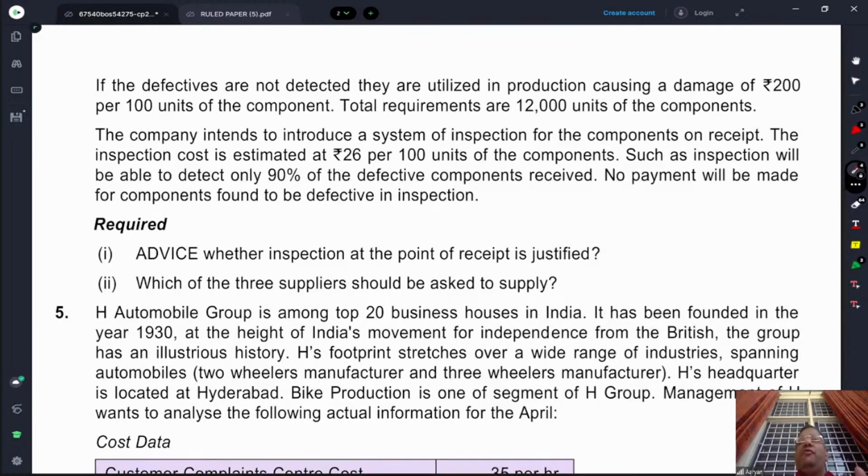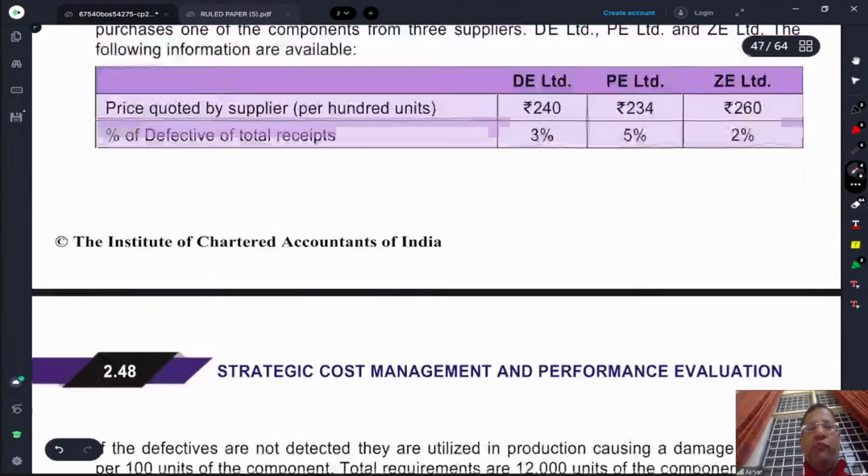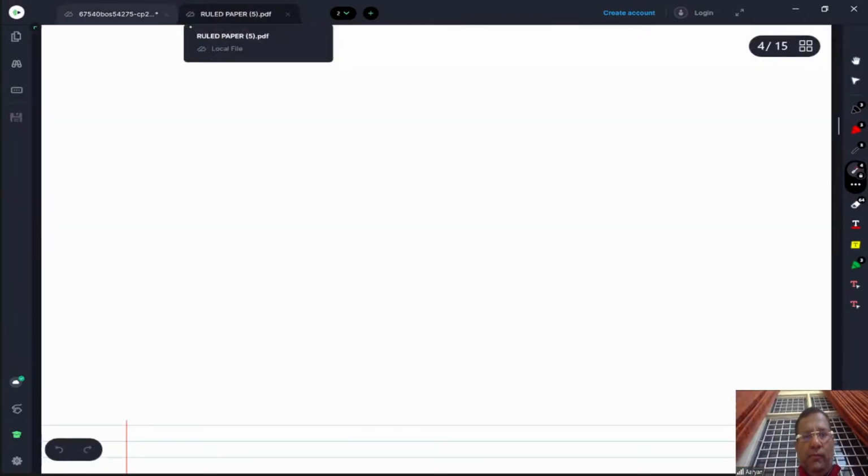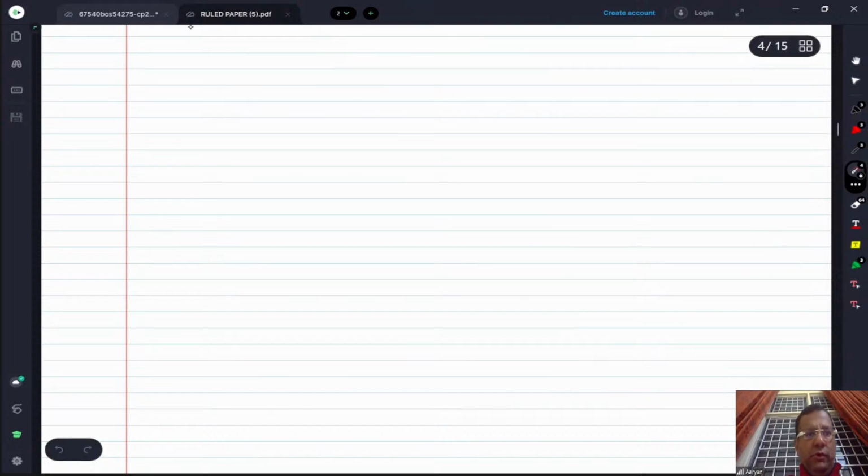Okay, beta. So there are total three suppliers. What I will do, I will solve the case of the first supplier, and then I will give you the time to solve the second and third supplier. The structure will remain same, only the amount will differ. Okay, beta. So I'm starting. What will be the cost before inspection? So cost before inspection.